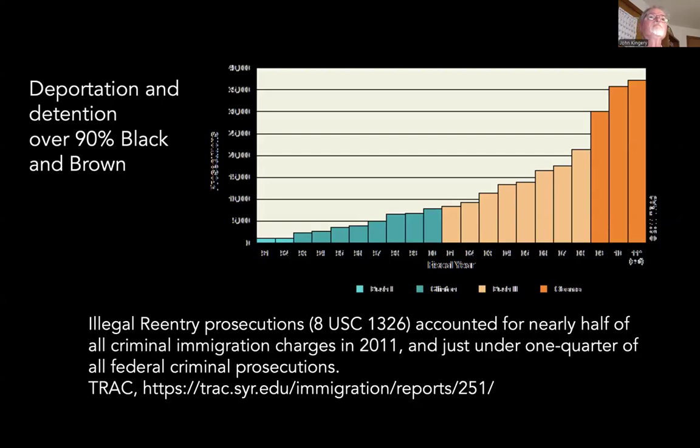We could see in terms of the criminalization, this is a chart showing illegal reentry prosecutions, which accounted for nearly half of all criminal immigration charges in 2011 and a quarter of all federal prosecutions. So increasingly, this has become a huge system. I think Juliet will talk more about that.